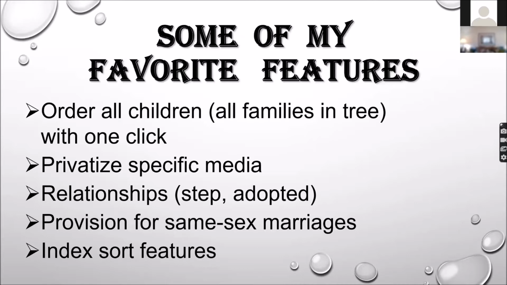Some of my favorite features, I love this one. You can, with one click, order all the children in all the families in your whole tree. And that means I can put them in order of birth, which seems to me to be the most logical way to have the children. And then from then on, any children you enter, as long as you put a birth date in there, they will be in order after you set it up.